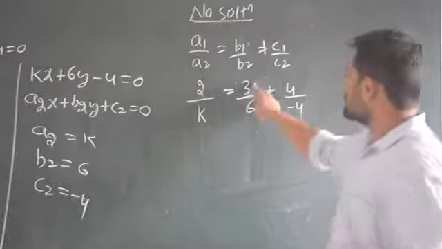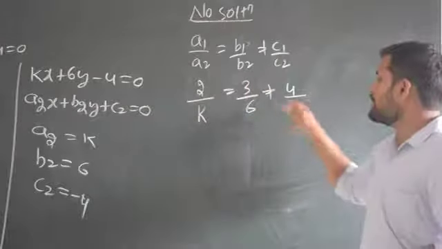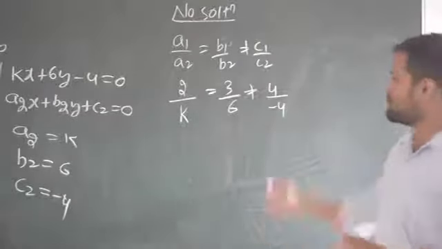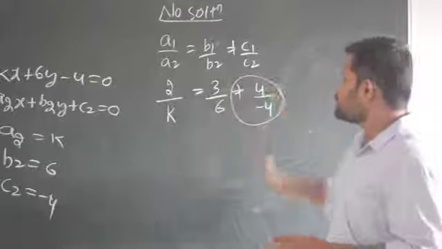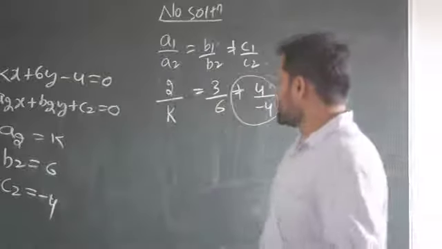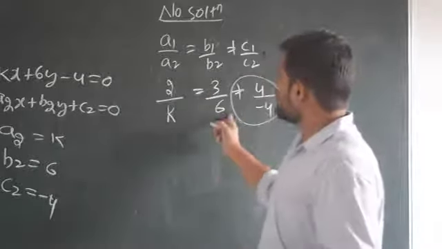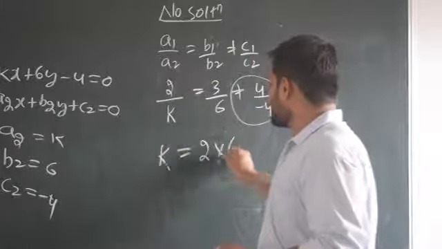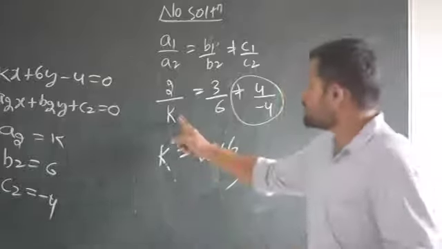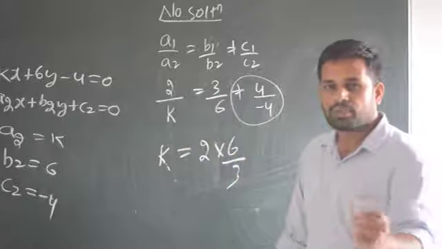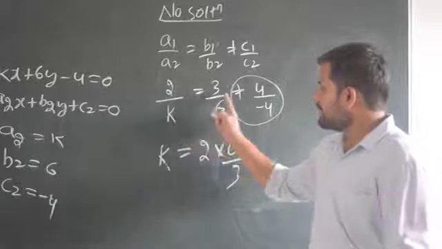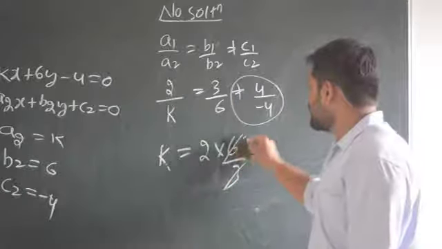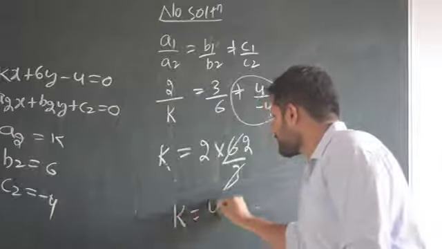Anyhow, 3 by 6 is 1 by 2, and 4 by minus 4 is minus 1. 4 gets cancelled, and minus 1 remains. So anyhow, no need to write this, but if you write it also, no issues. Now you want to find the k value. You send that k this side and 3 by 6 that side. So it becomes k is equal to 2 into 6 by 3. This basic calculation I hope you know. So 3 ones are 3, 3 twos are 6, and the value of k is equal to 4.